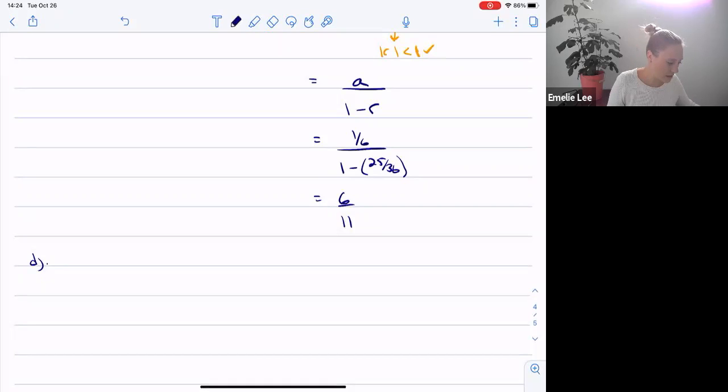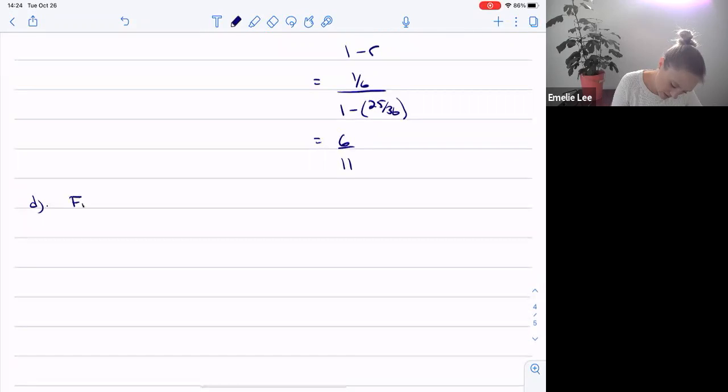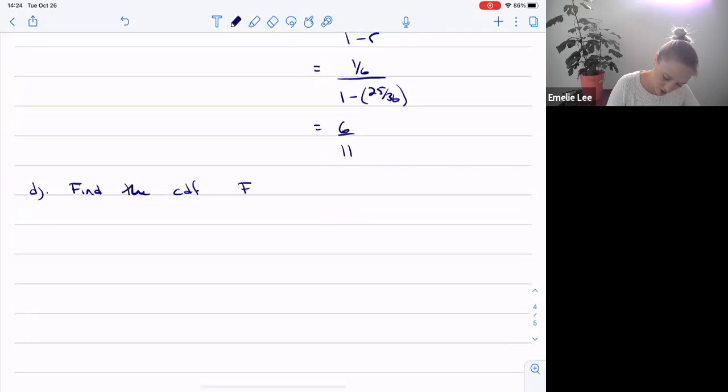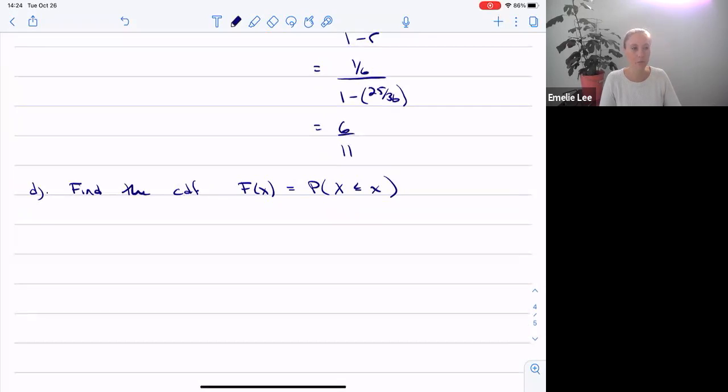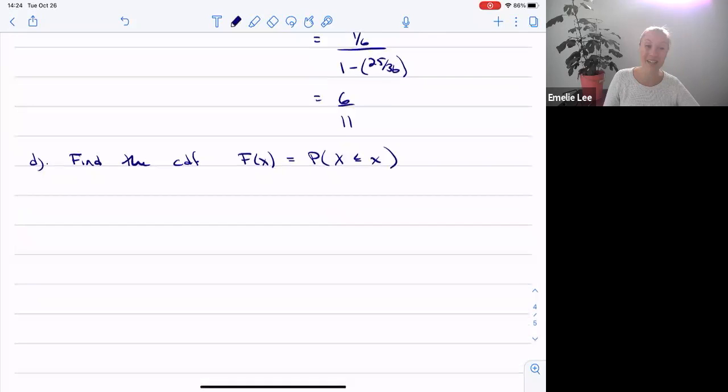Part D, we want to find the CDF, which is capital F. Usually we use a capital F for the CDF, which is the probability that X is less than or equal to some X. So what that's going to look like is another geometric sequence, but now we have this finite sequence. And so I'll show you.